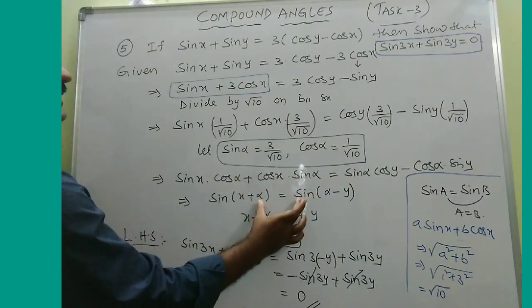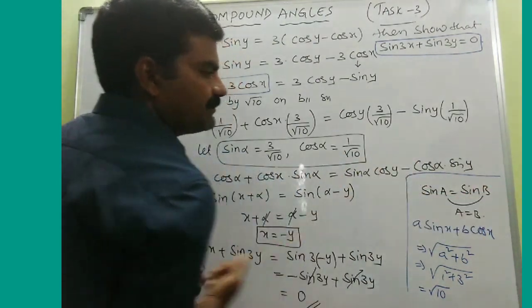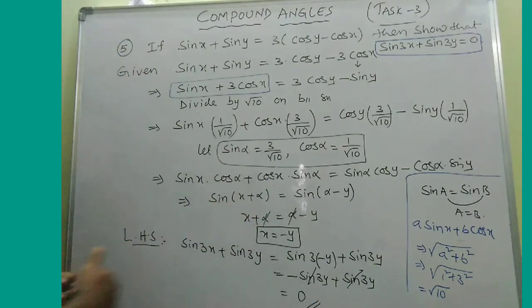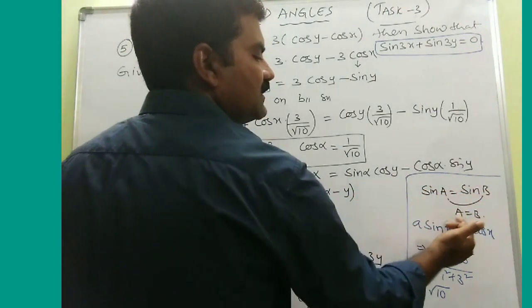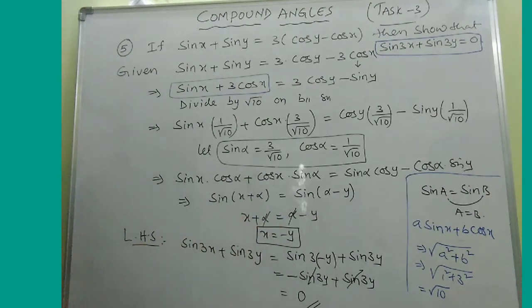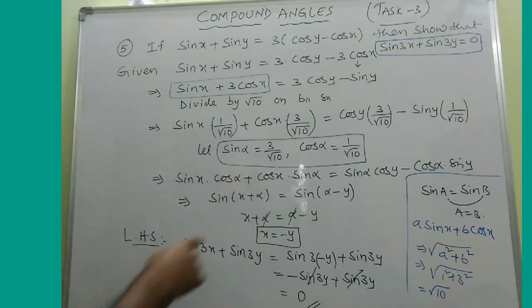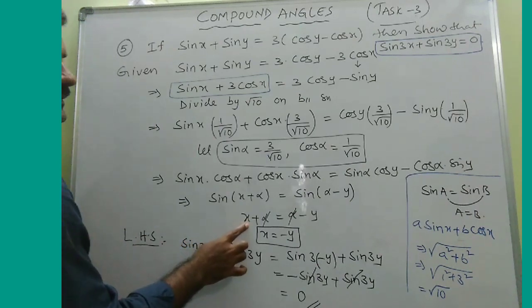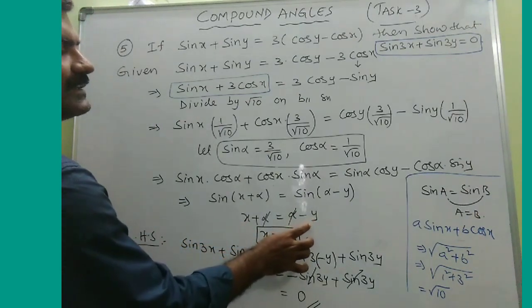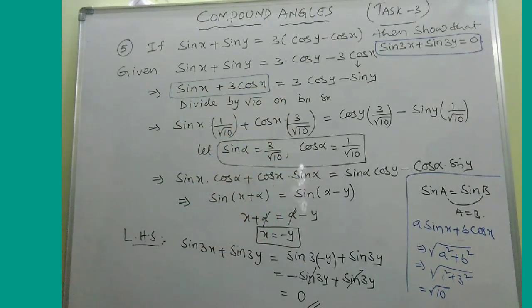Now these things are just like sin a equals sin b. Hence, no doubt that the angles must also be equal, isn't it? So a equals b. That is, x plus alpha equals alpha minus y. So alpha gets cancelled, and we get a relation that x equals minus y. So these applications are very, very important.